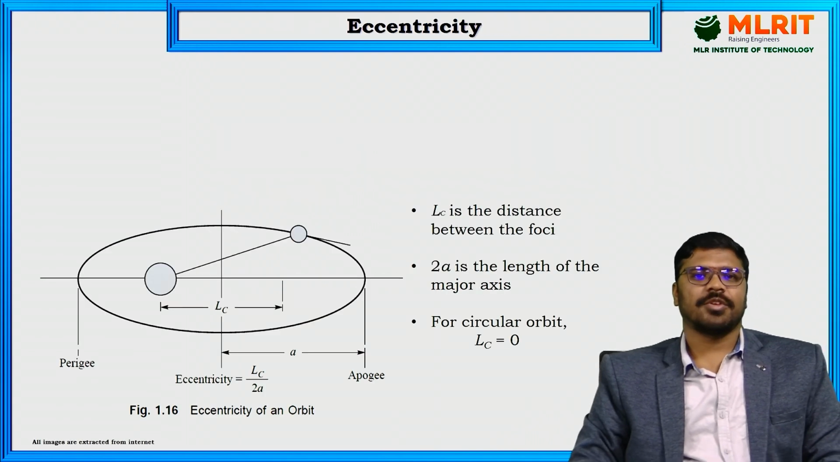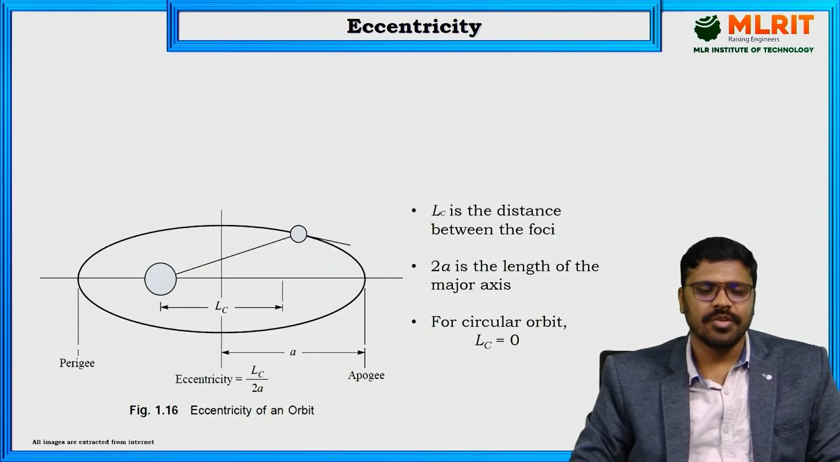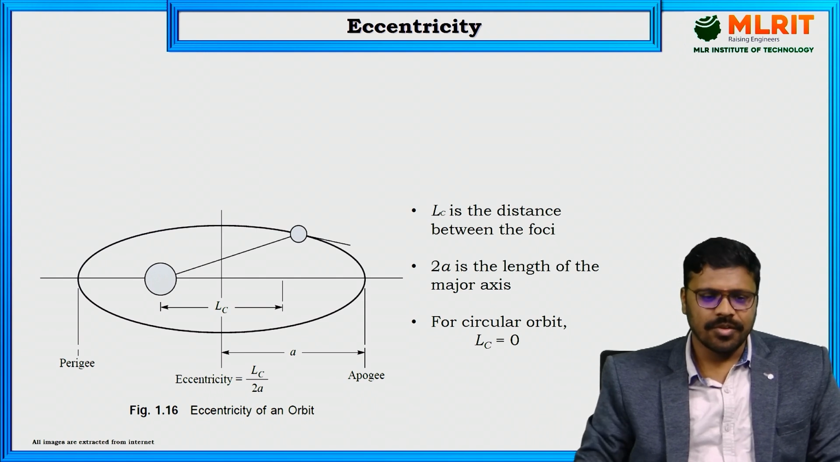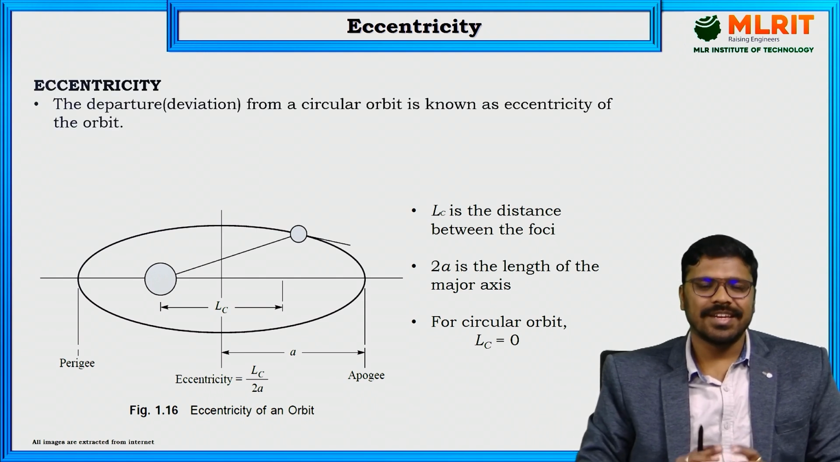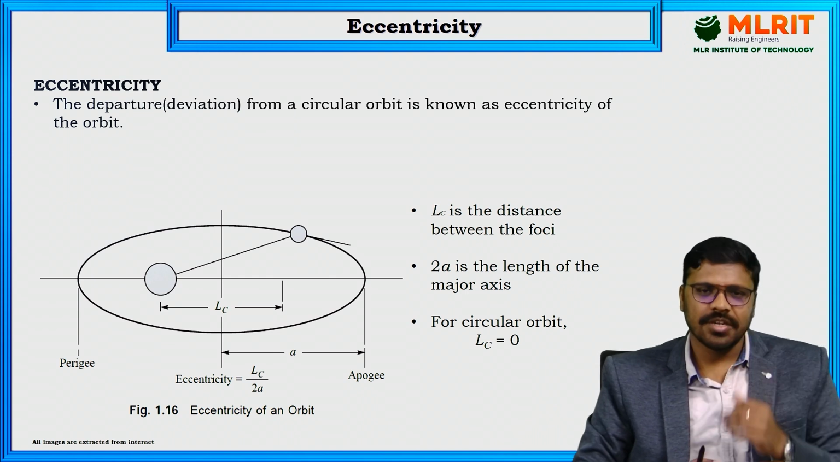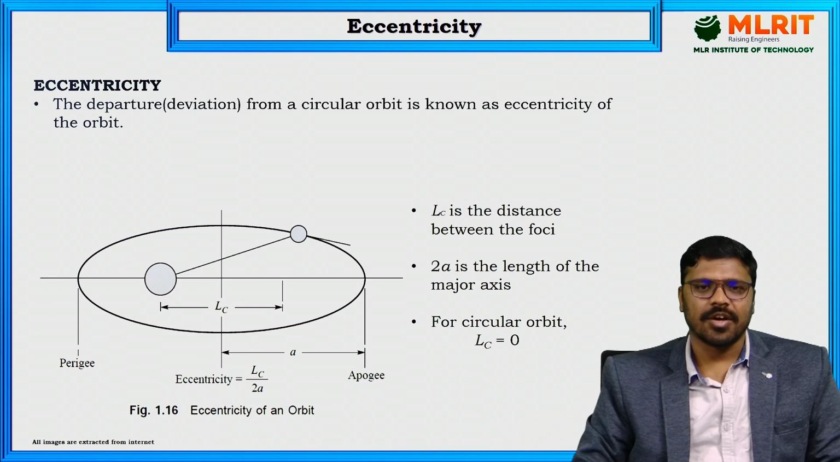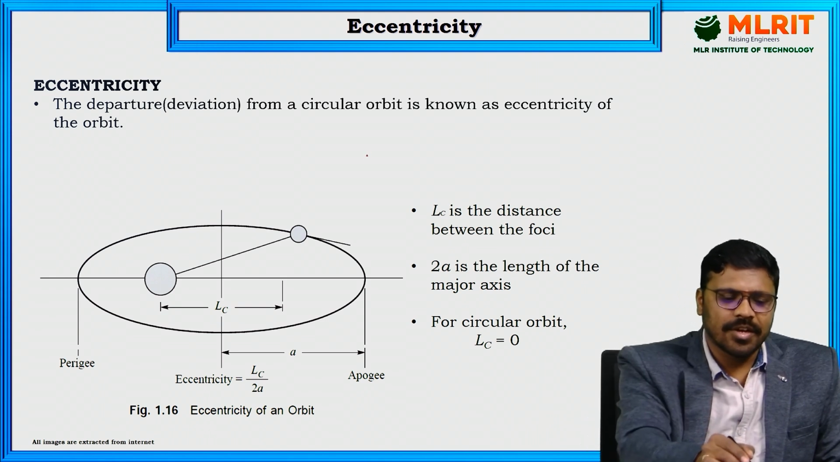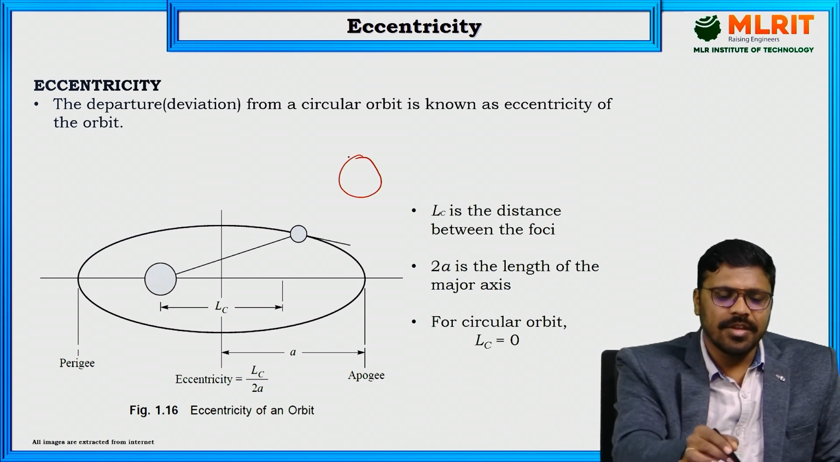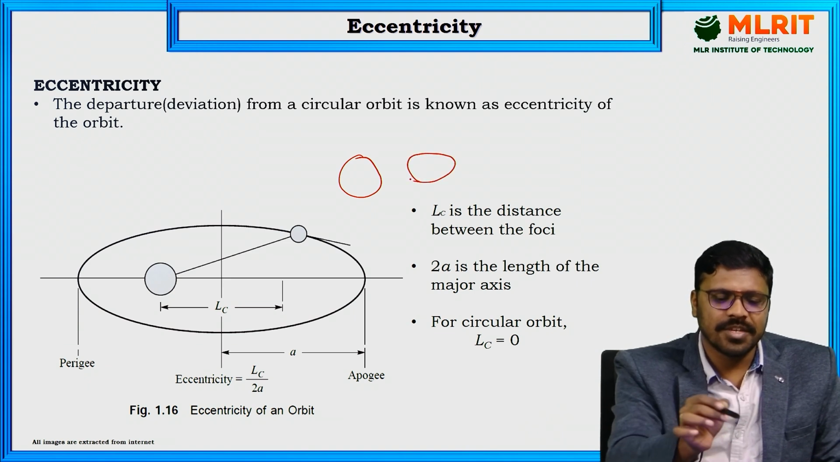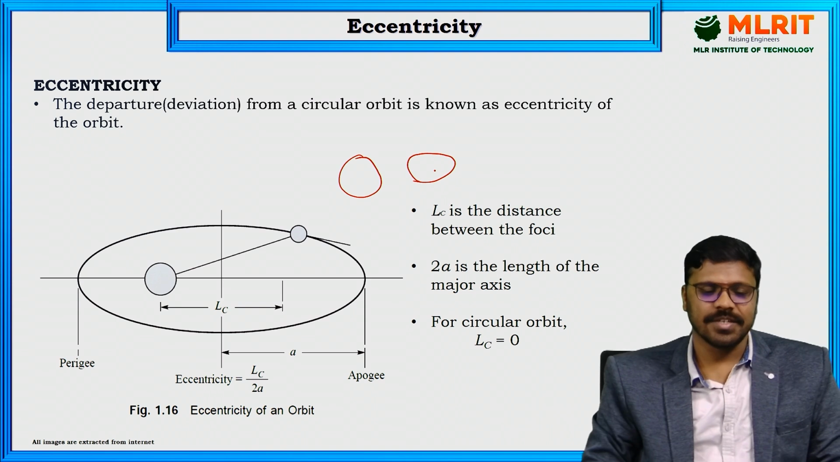So, first topic is eccentricity. What is eccentricity generally? We might have gone through this eccentricity in school days. So, eccentricity is nothing but a deviation from the circular orbit. Eccentricity is a deviation or departure from a circular orbit. So, suppose if I take a circular orbit like this, if any closed curve deviated from the circular orbit, whatever the level of deviation, that is given by the eccentricity.